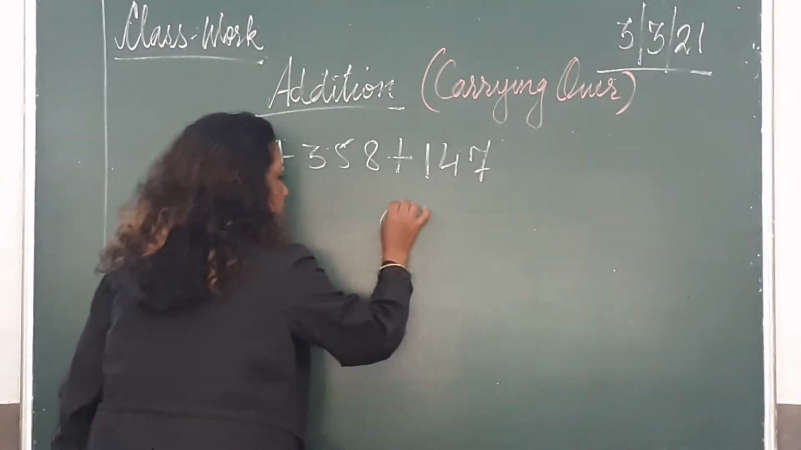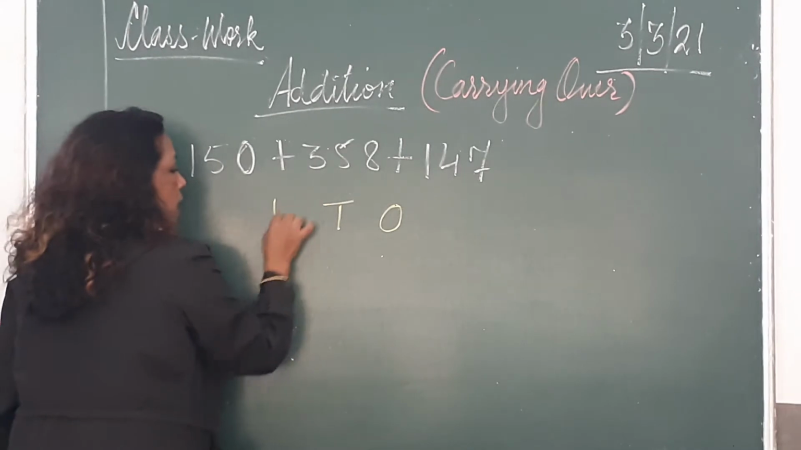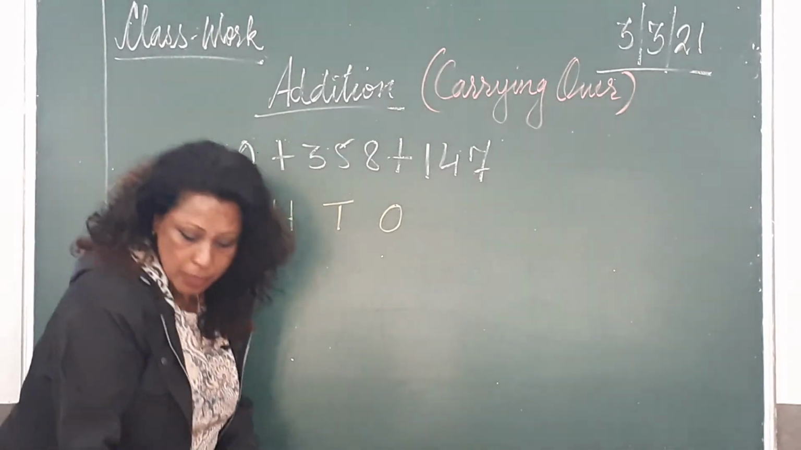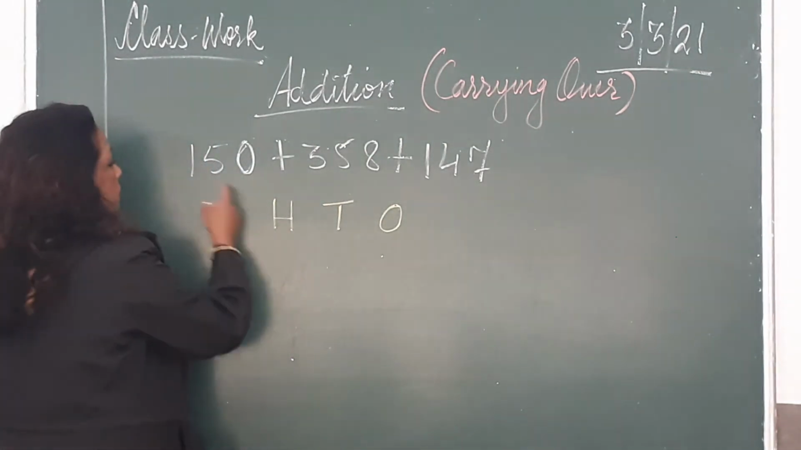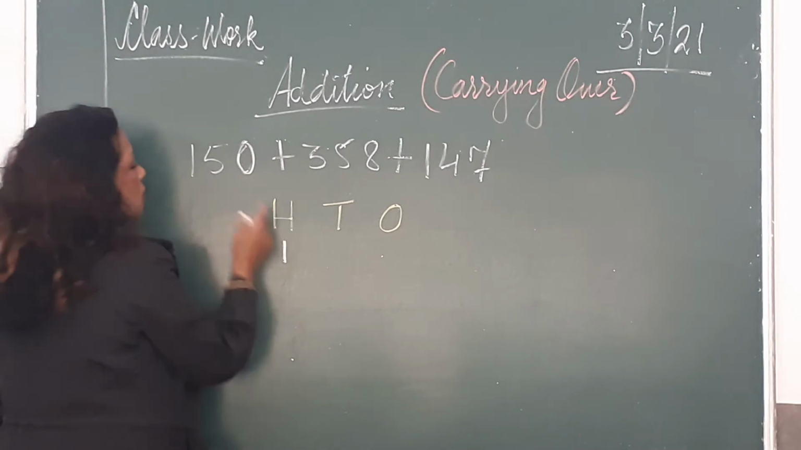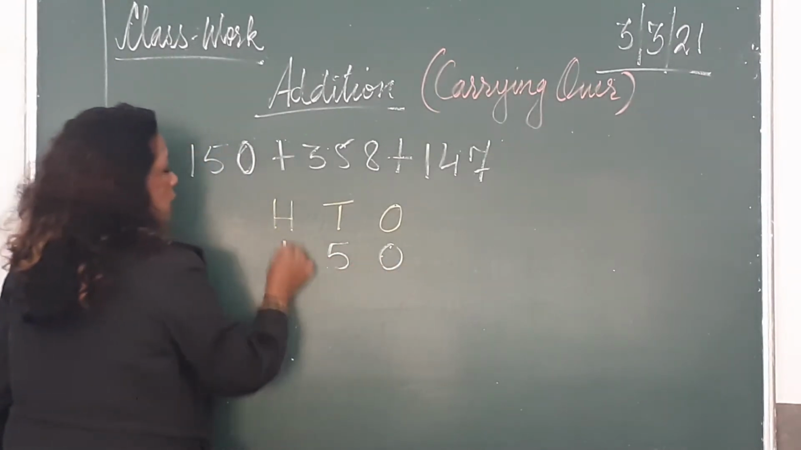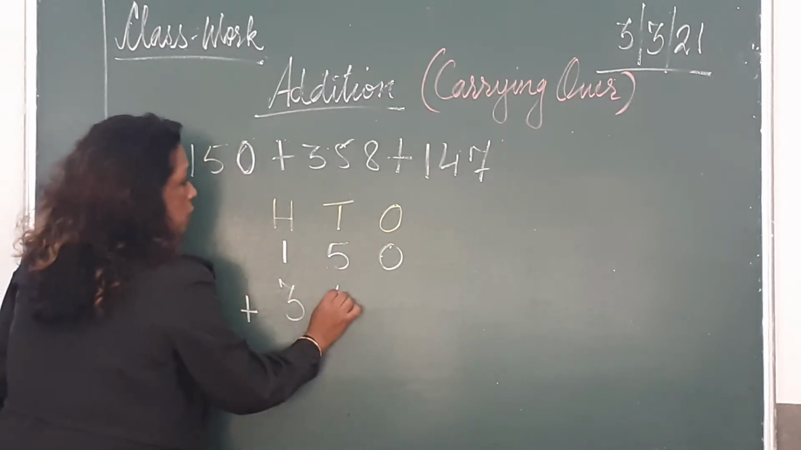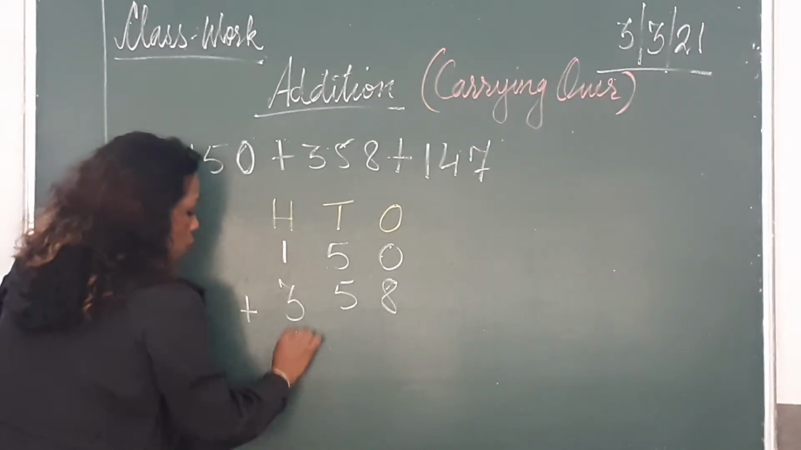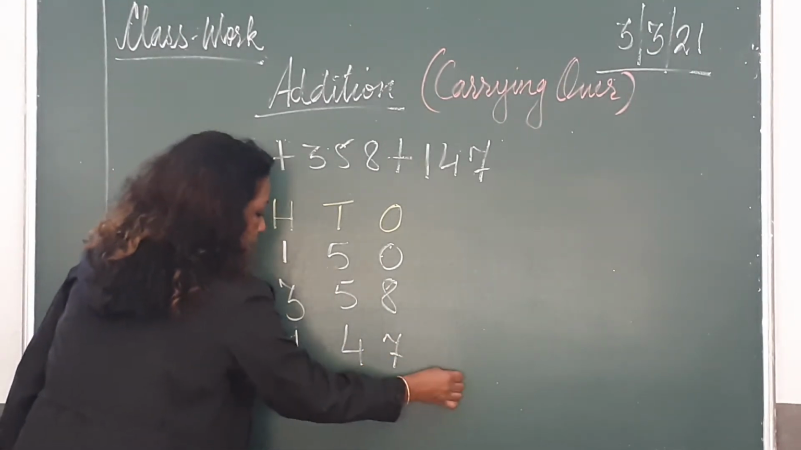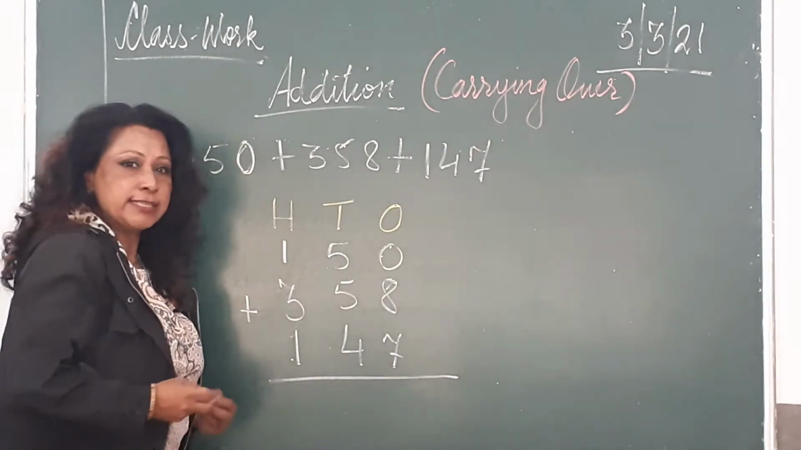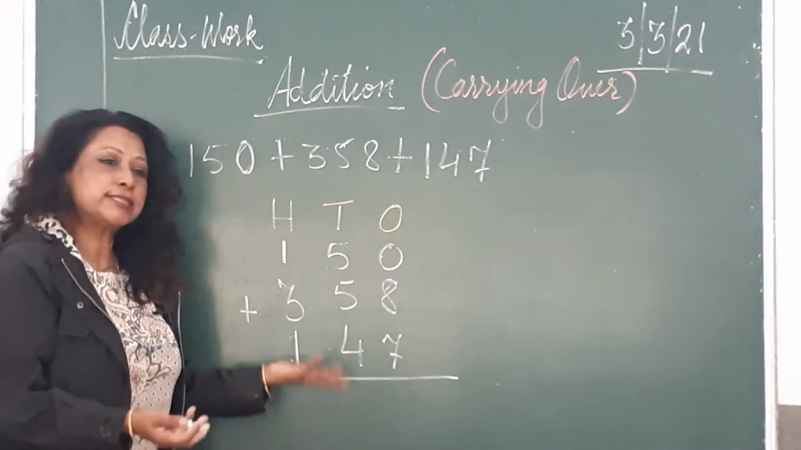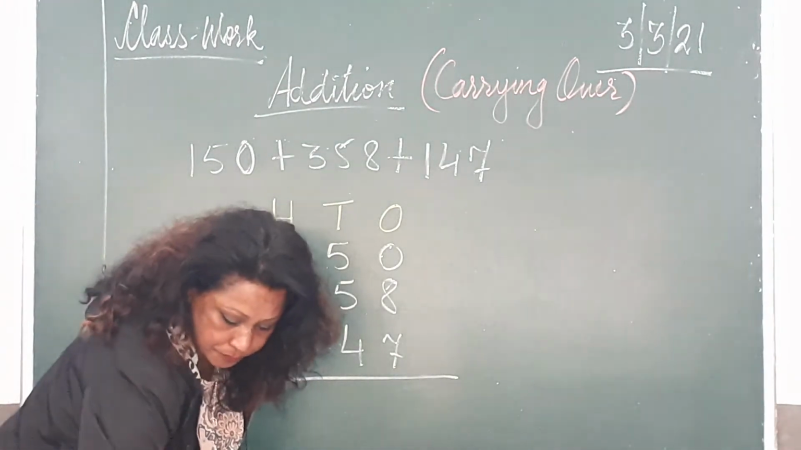So ones, tens and 100. 100 because you have 3 digit numbers, all 3 digits, okay? And after that, we will arrange the numbers now. First set of numbers is 150. The second set of numbers, you add here 358 and 147. 3 numbers. It's the same thing. Whatever you did with the 2 numbers, you just have to add one more time. Okay? It's the same way. The process is the same.